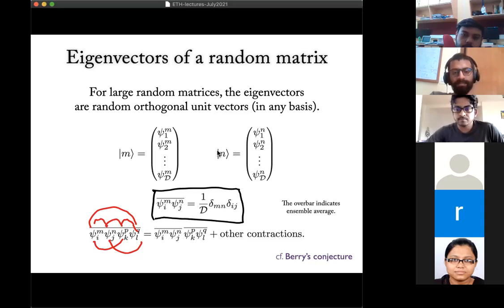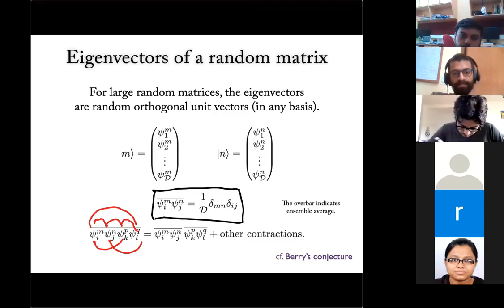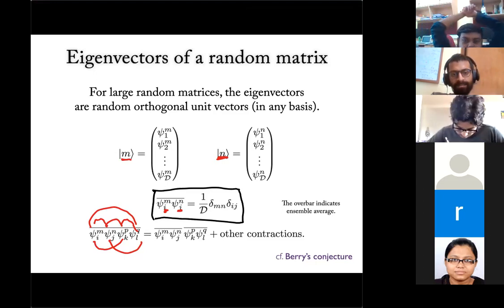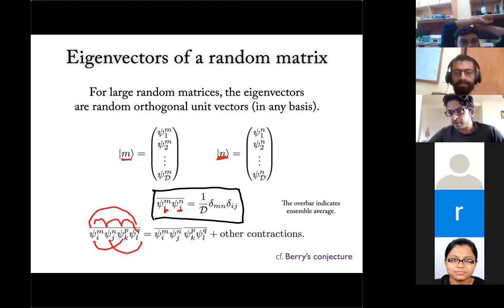Sorry, Shouvik, what's M and N, did you say? Yeah, so M indicates the mth eigenvector, and this is the nth eigenvector, okay? And this I and J are the matrix indices. So if you have a 500 by 500 matrix, then I and J run from 1 to 500, and M and N denote the mth eigenvector, say the 100th one and the 101st one.